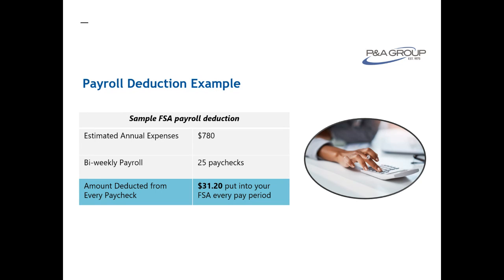To give an example of what that deduction would look like for an election of $780 for the year, you would divide that by 25 pay periods, and $31.20 would be deducted from your paycheck and go into your FSA every pay period. Keep in mind, again, that's pre-tax dollars. So your take-home pay will not go down by $31. It will go down by $20 to $25 because you're avoiding paying those income taxes on that contribution. Next slide.